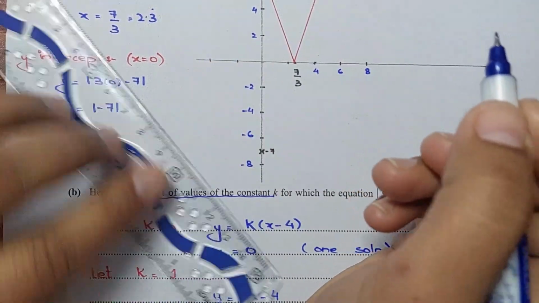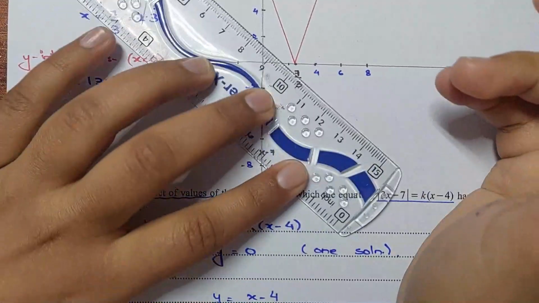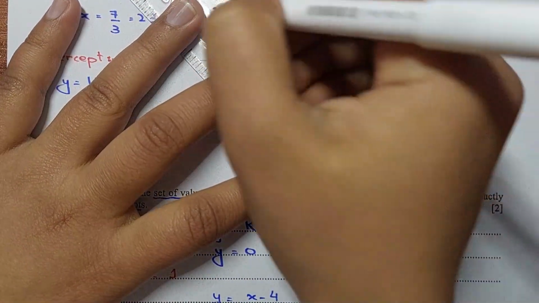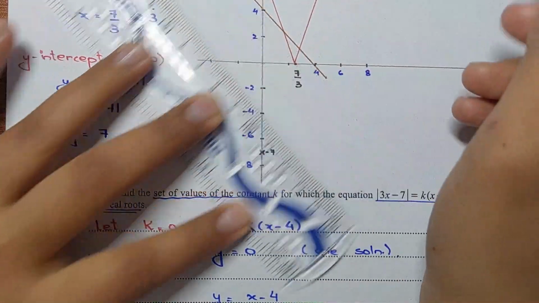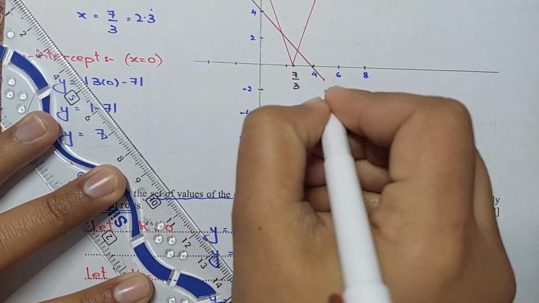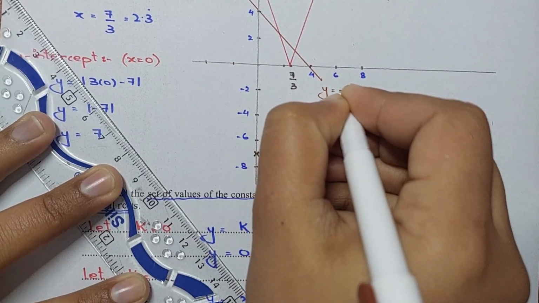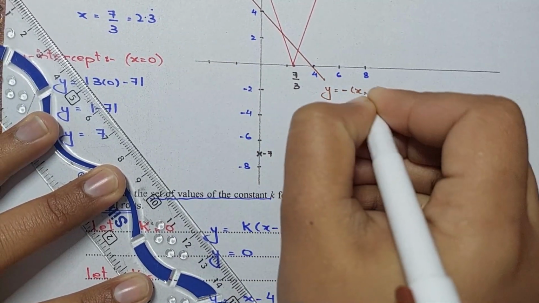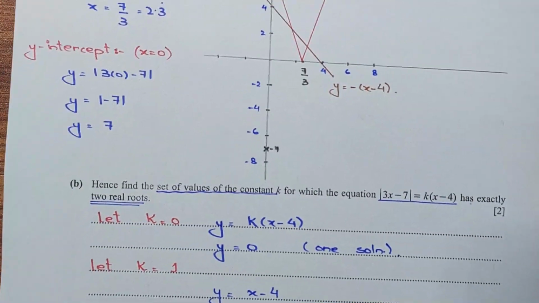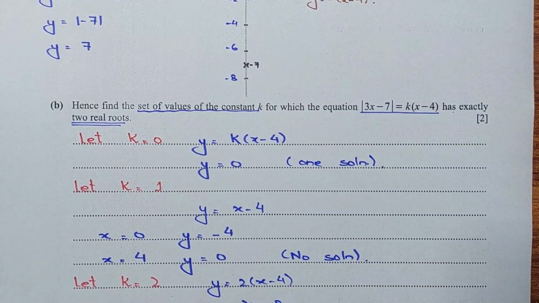When you draw this line, yeah, you can see it has two solutions. So this line is y equals minus x minus 4. Okay, let me check some more solutions.